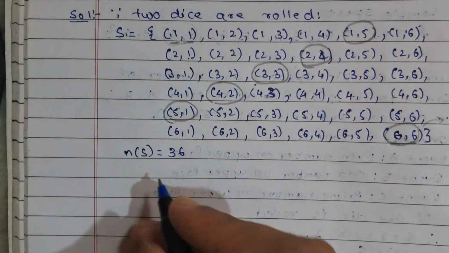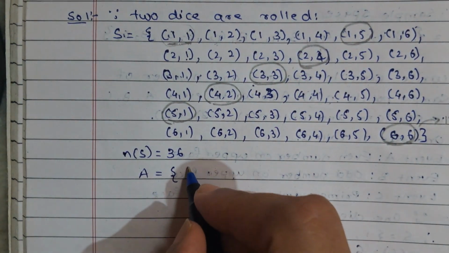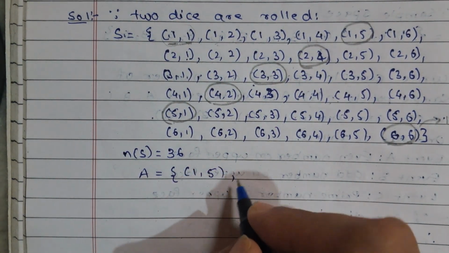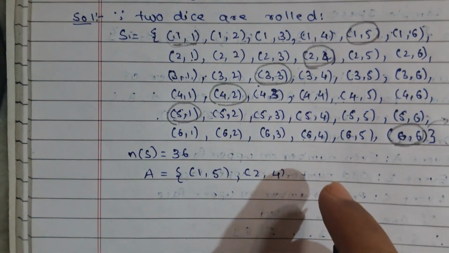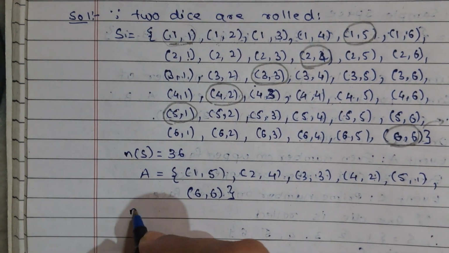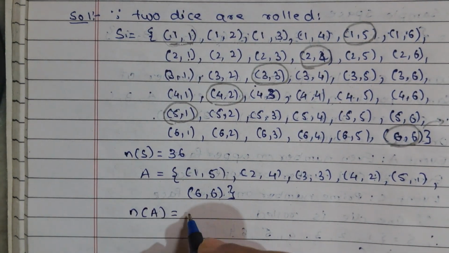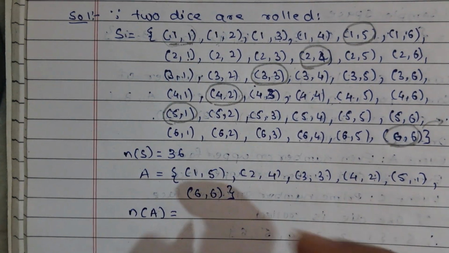So let me write event A over here, and let me start listing down all the values one by one. 1 comma 5, 2 comma 4, and I will start listing all these values. So once I have listed, it will look something like this. And let me just count the values, number of pairs in A. 1, 2, 3, 4, 5, 6. So there are 6 pairs.